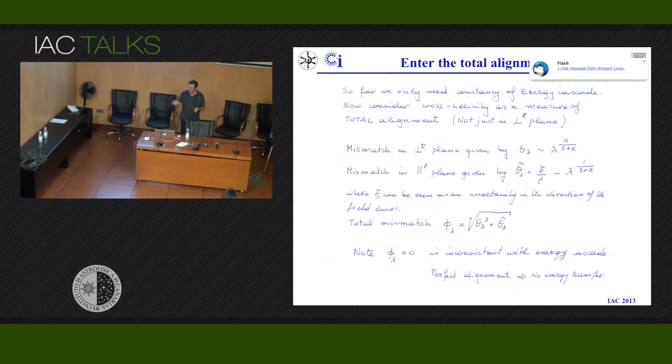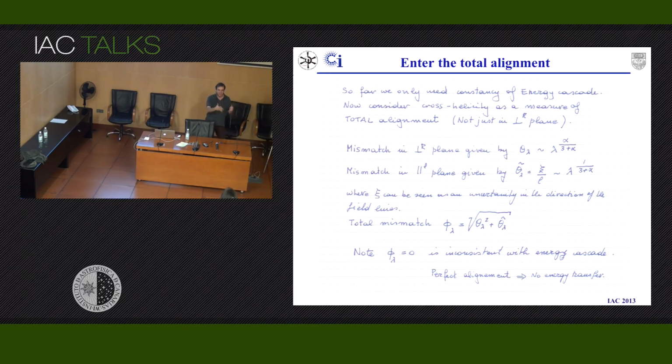Because if you align everything, then you have one of these exact solutions and nothing cascades at all. So perfect alignment is not possible. Perfect alignment is incompatible with an energy transfer. Okay, so you say, then we'll do the next best thing.